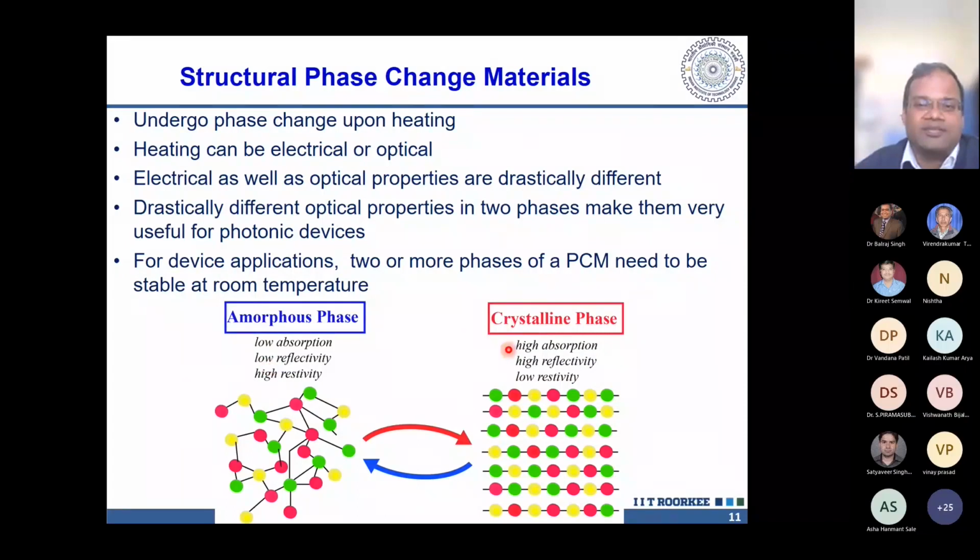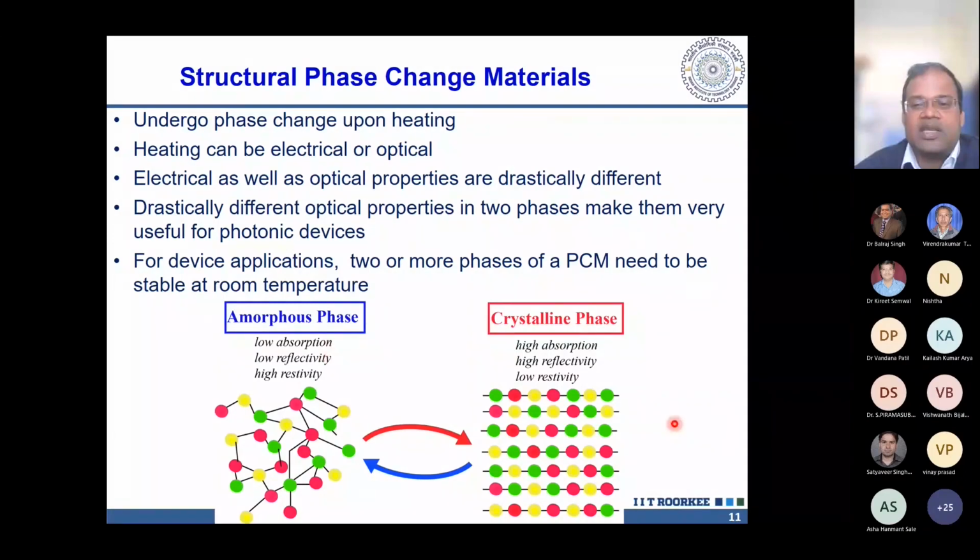The important thing to note here is that the resistance change from here to here is huge. It can be 1000 times. At the same time, there is a change in resistivity, reflectivity, absorption, etc. We are mostly concerned about the transmission.